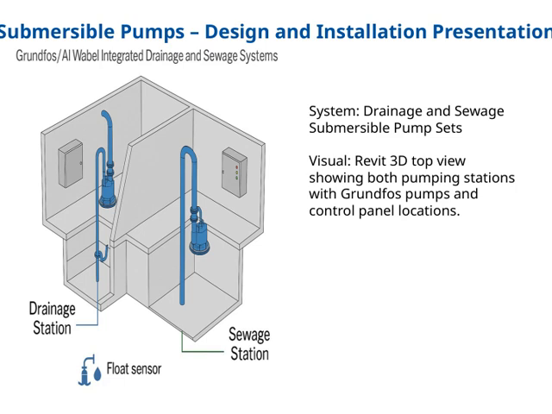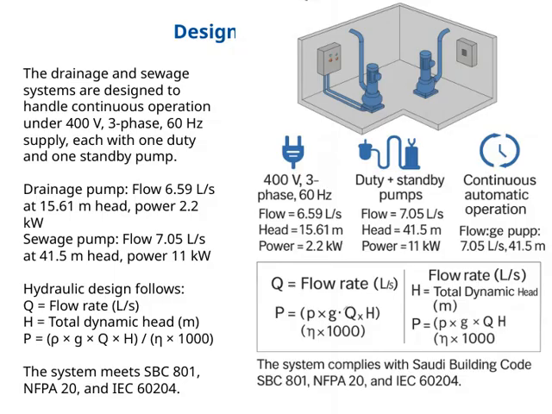Over the next few minutes, we'll explore the key design considerations and installation practices for these systems. So, let's get started. Let's take a closer look at the design requirements for our drainage and sewage systems. These systems are engineered to operate continuously under a 400-volt, 3-phase, 60 Hz power supply. Each system includes one duty pump and one standby pump, ensuring reliability and uninterrupted operation.